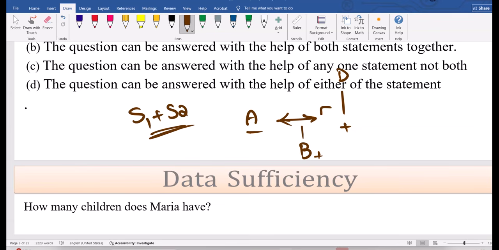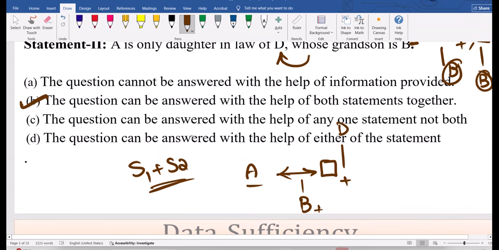Okay, here some person is D. D's son is someone. So son, grandson. A is the daughter-in-law of D. Put together, yes, we can answer. So the question can be answered. Both statements together, we can answer the question.